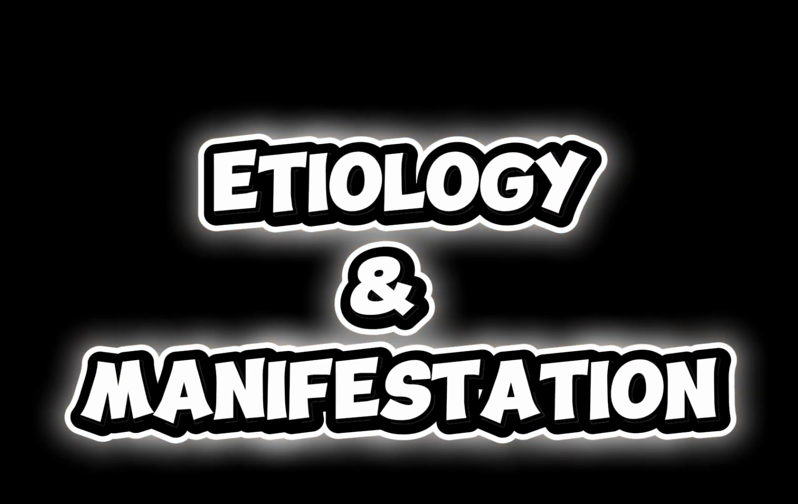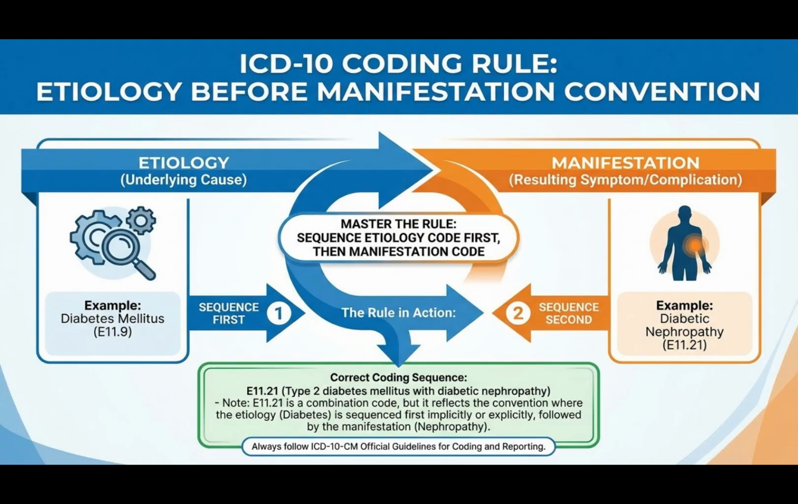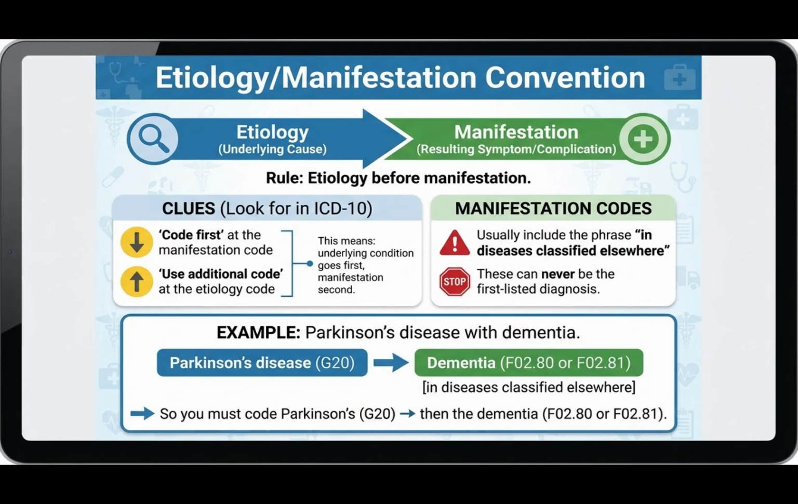Etiology manifestation convention. Here's a quick ICD-10 rule that every coder must master. Etiology before manifestation. Whenever a condition has an underlying cause and a resulting symptom or complication, ICD-10 tells you exactly how to sequence it. Look for two clues: "Code first" at the manifestation code and "Use additional code" at the etiology code. This means underlying condition goes first, manifestation second.